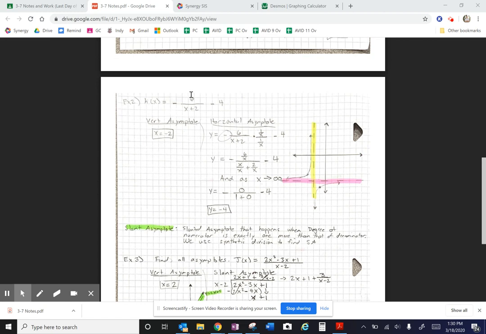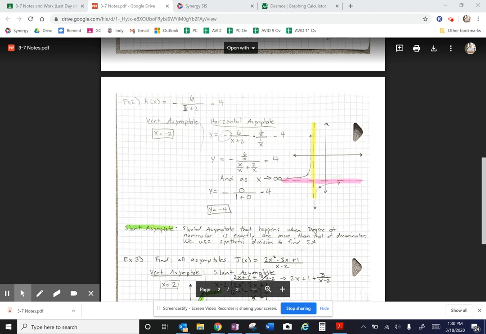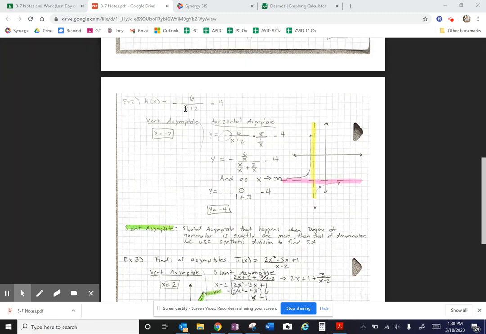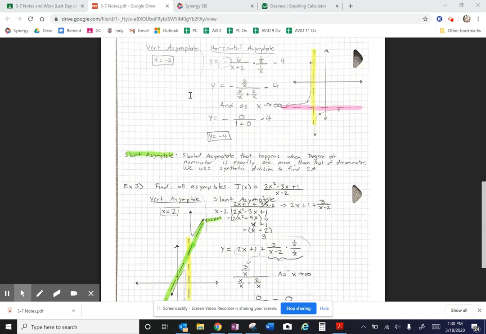Example 2, the power of x on top is 0. And on the bottom, the denominator, the power of x is 1. So the degree on top is 0, degree on bottom is 1. That means there is a horizontal asymptote.